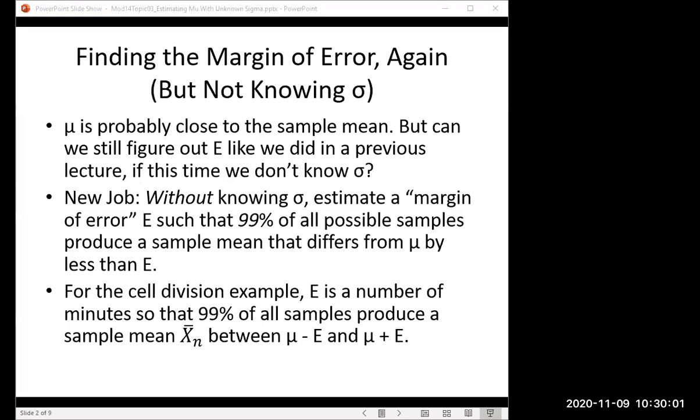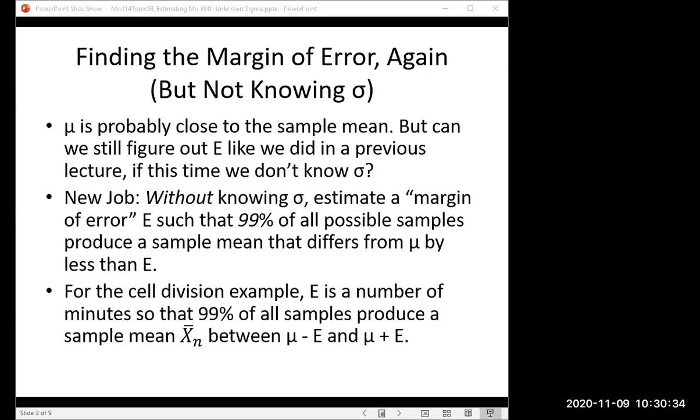So the true population mean is probably close to the sample mean, but can we figure out this margin of error, this capital E, like we did in the previous lecture, without knowing sigma? This time let's do 99% confidence. So we want to find a margin of error E so that 99% of all possible samples produce a sample mean that differs from mu by less than E.